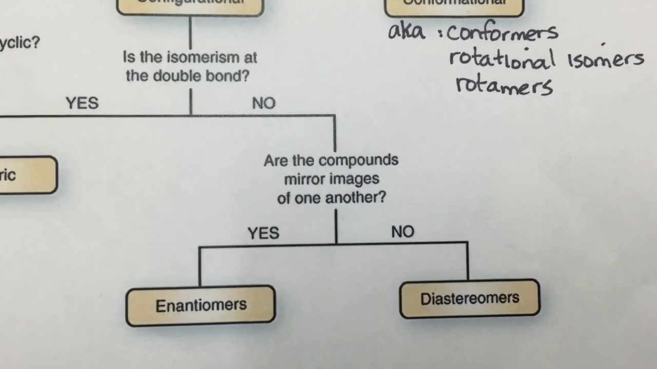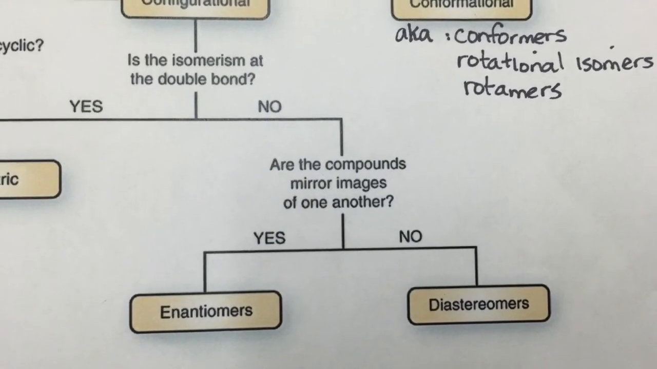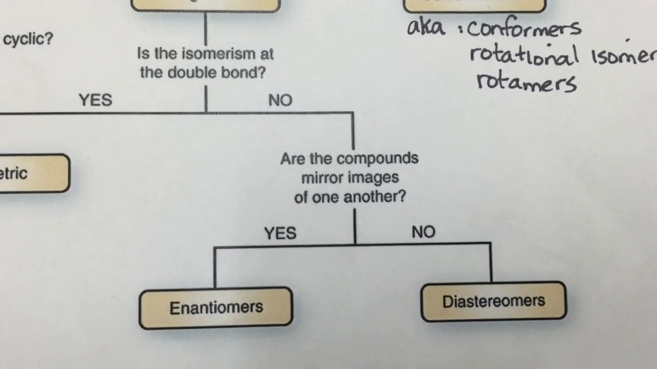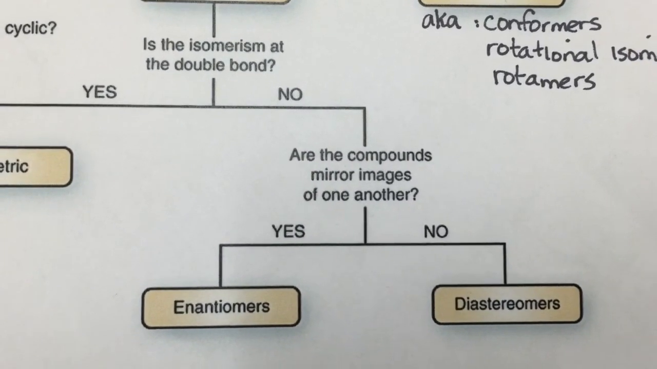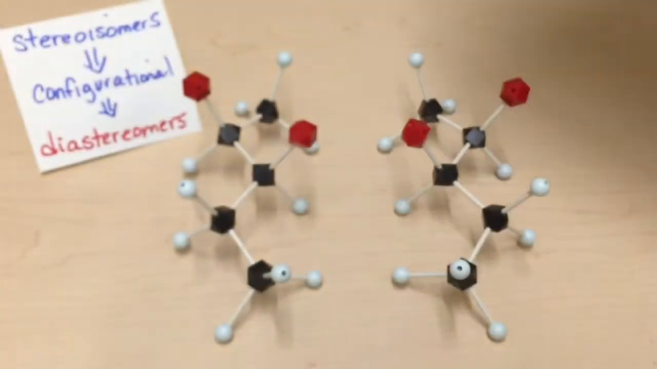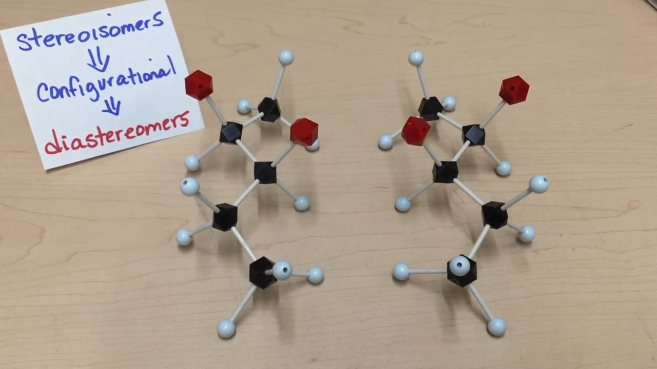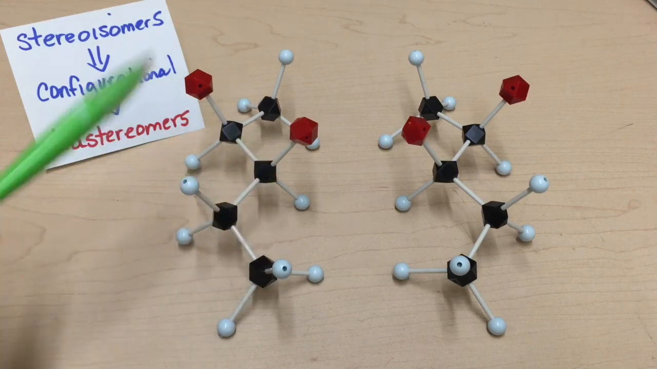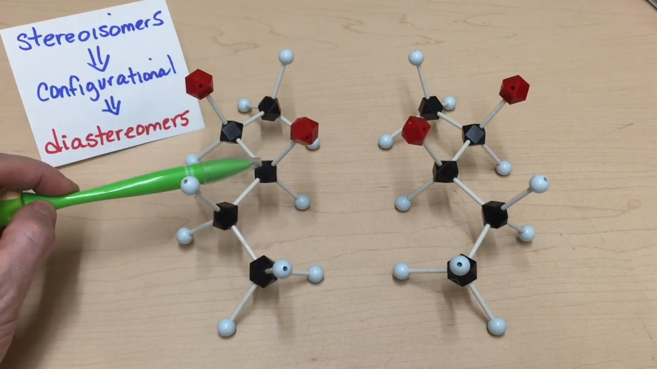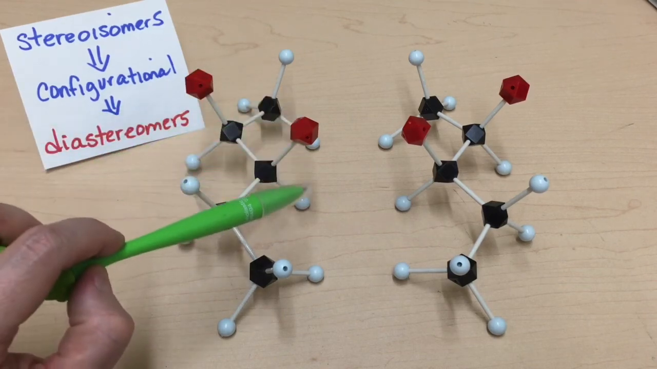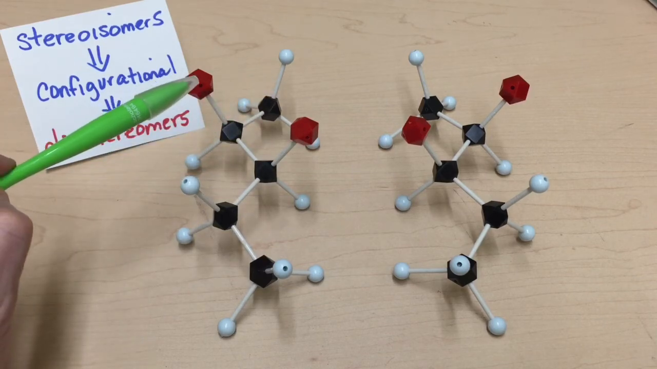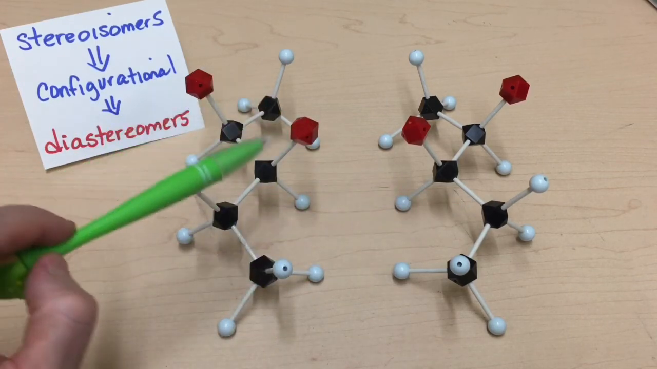Okay, so now we're in the final category where we're asking the question, again, are the compounds mirror images of each other? If the answer is no, then those are called diastereomers. Okay, so let's look at an example of that. These are actually still enantiomers, so I've built a 5-carbon chain. But if you look along the carbon atoms, this 3rd carbon is a chiral center, a stereocenter, because it has 1, 2, and then this is different than this because of this right here. So that would be a chiral center.